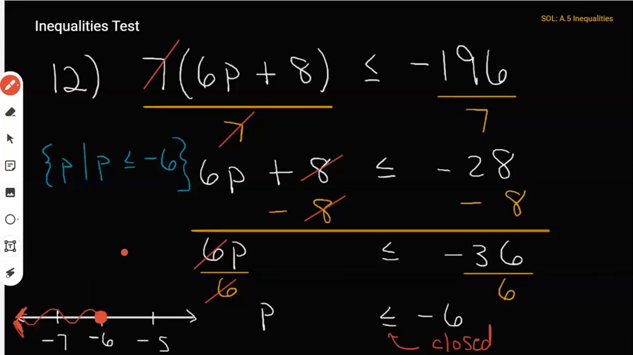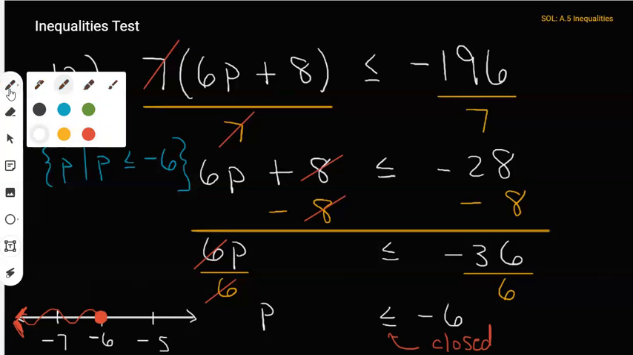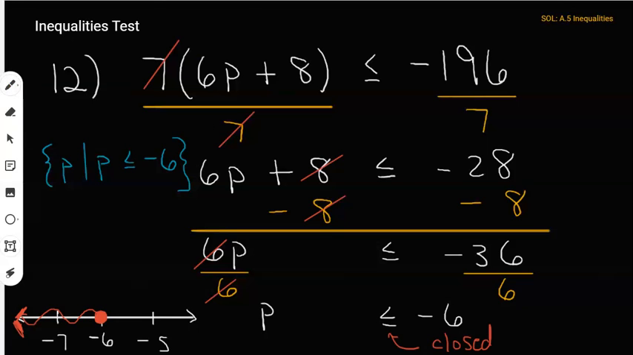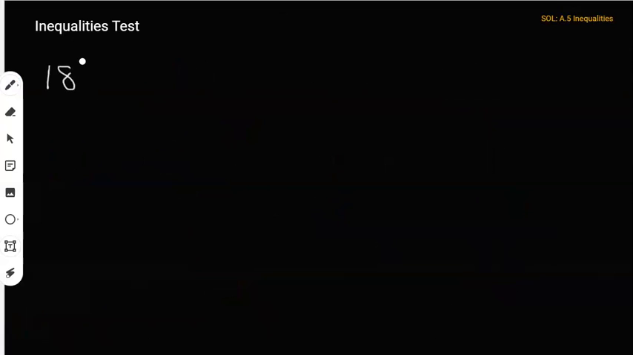And now the last one we're going to do together is 18. Now 18 is going to be the most complicated one, I think. And the reason why is because you have variables on both sides you need to deal with. So 18 says 8, next to it in parentheses, you're going to have 3x plus 6, and I'm going to close that up. And that's going to be less than 4x plus 28.